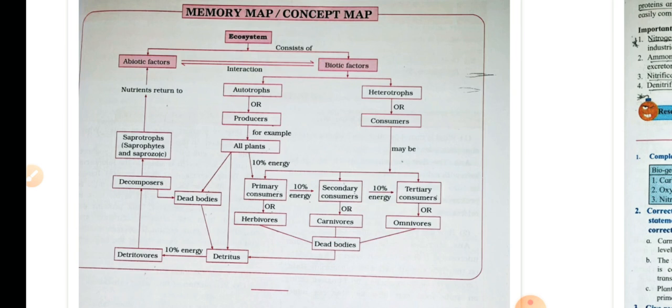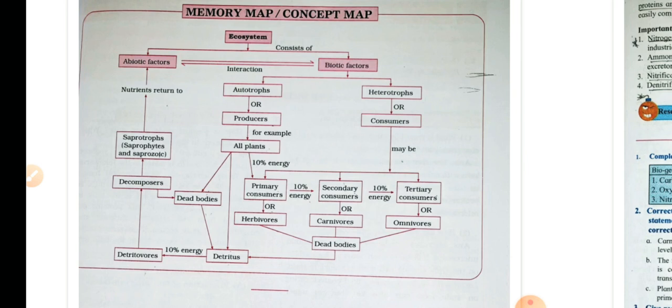Omnivores die at the end. Then, similarly, primary consumers or herbivores also die. Secondary consumers or the carnivores also die, and their dead bodies are consumed by the detritivores, and 10% of energy goes to the detritivores. Detritivores are animals which feed on dead organic material. This dead organic material is decomposed by the decomposers and also by the saprotrophs or saprophytes and saprozoic. Saprozoic means animals which feed on dead and decaying matter.